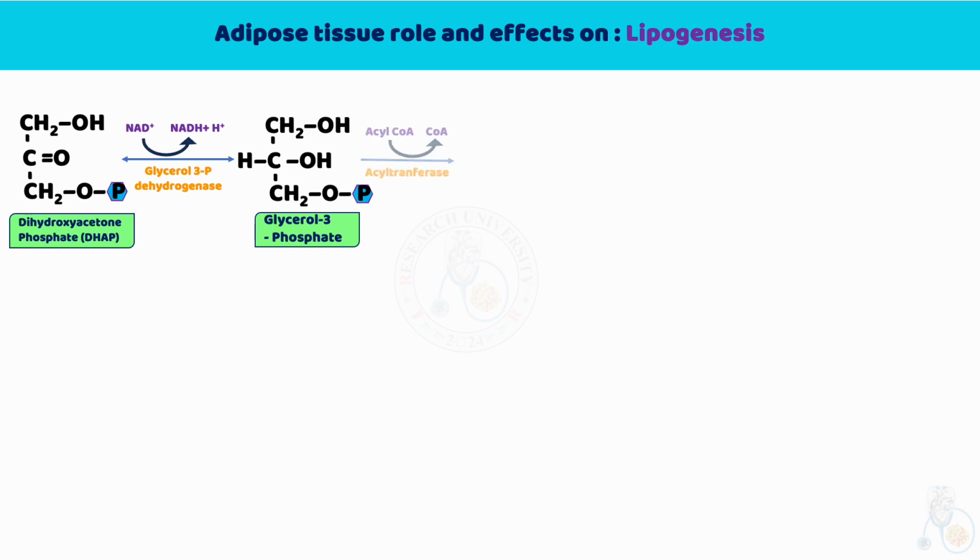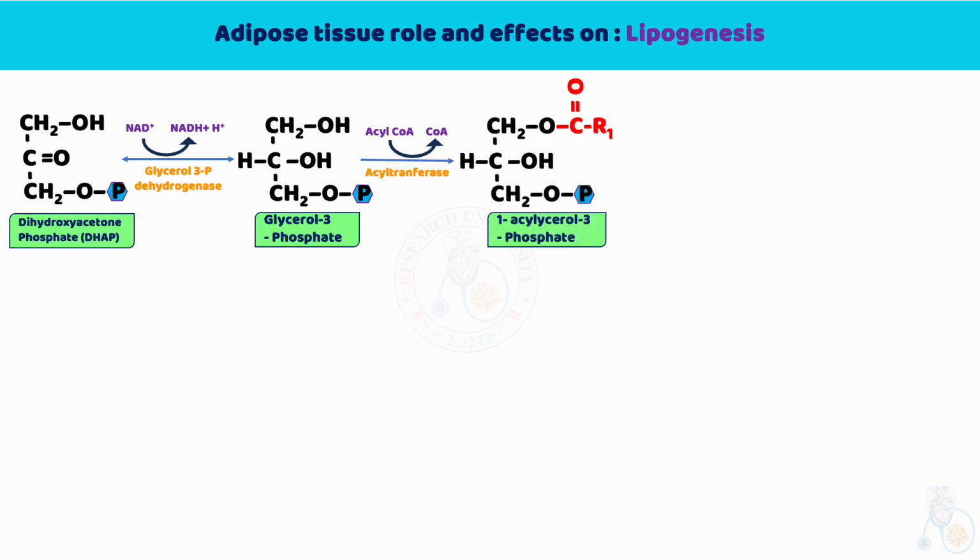Glycerol 3-phosphate acyltransferase steps onto the scene, converting fatty Acyl-CoA into CoA. This conversion leads to the formation of 1-acyl-glycerol 3-phosphate, marking the initiation of the acylation process on the glycerol backbone.